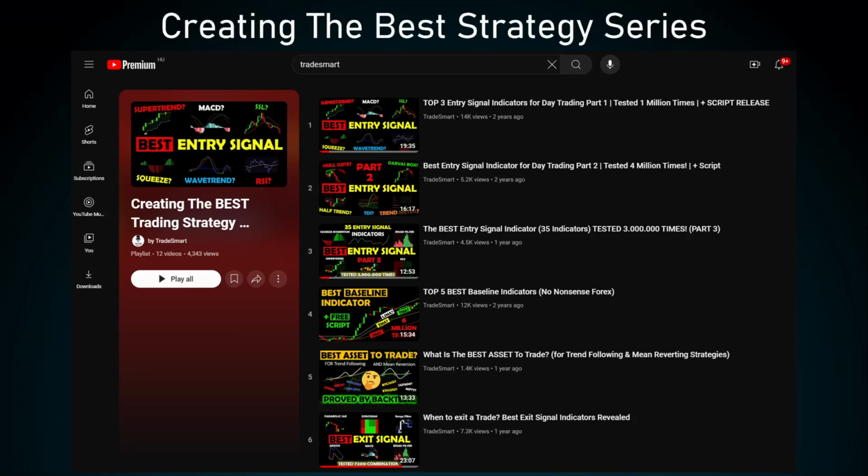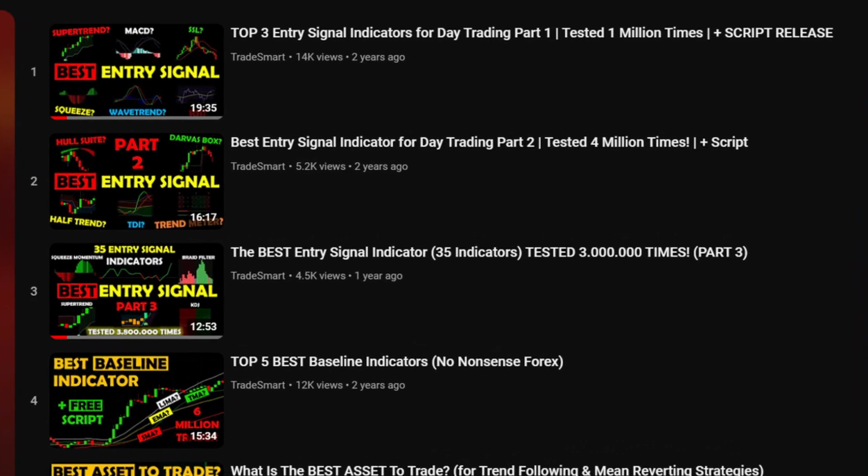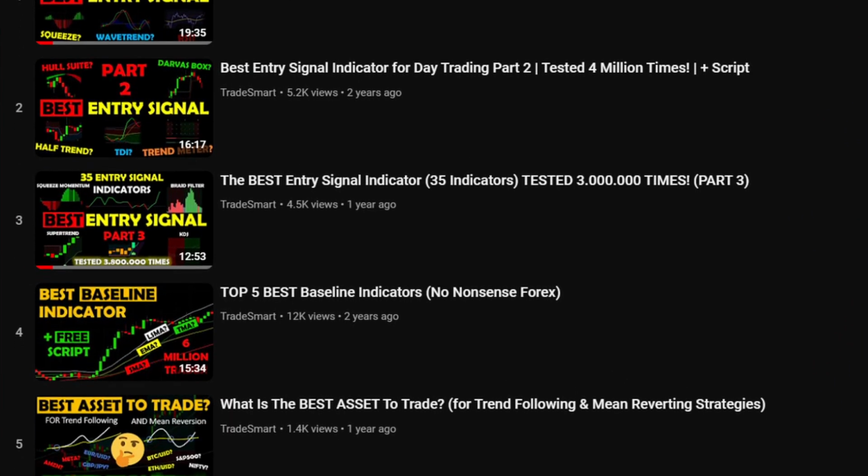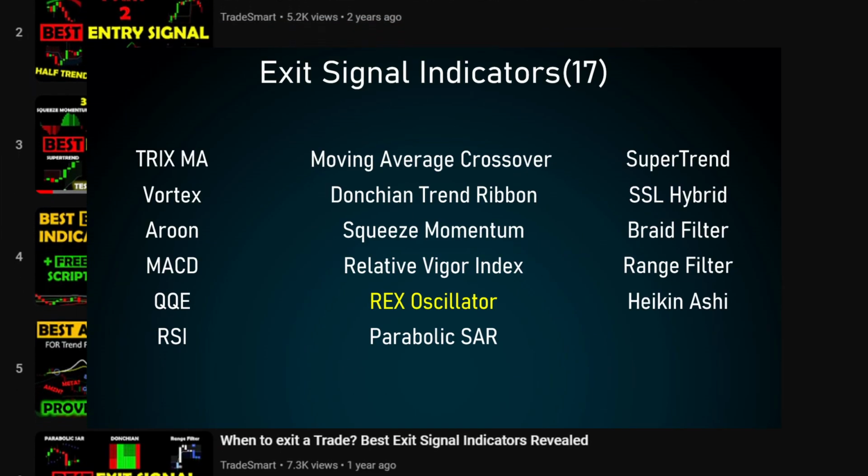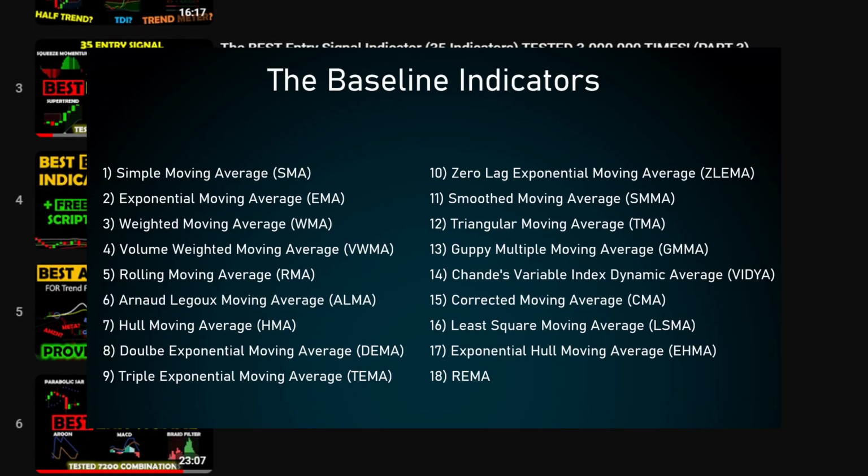Today I'm excited to continue the Creating the Best Strategy series, in which I test dozens of indicators for different purposes like entry, exit signal, momentum filter, trend filter, and so on.